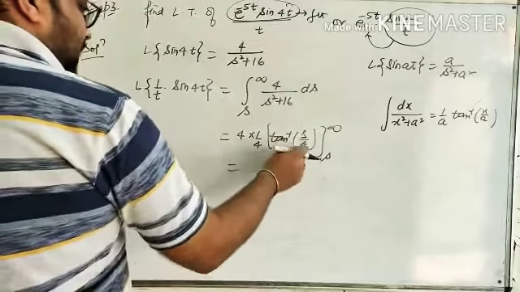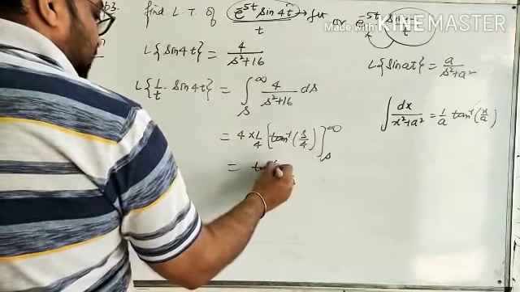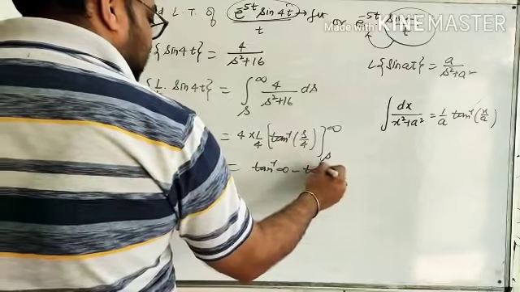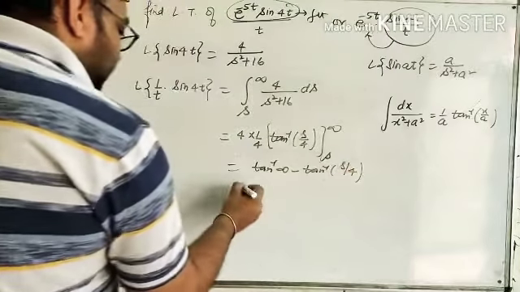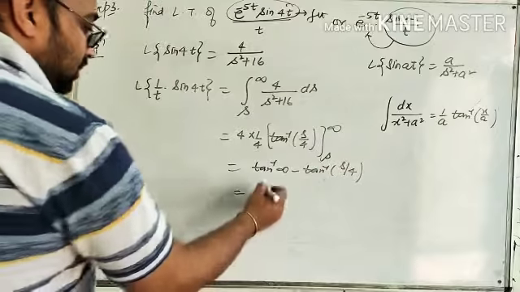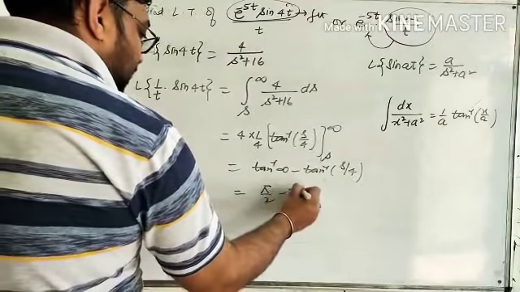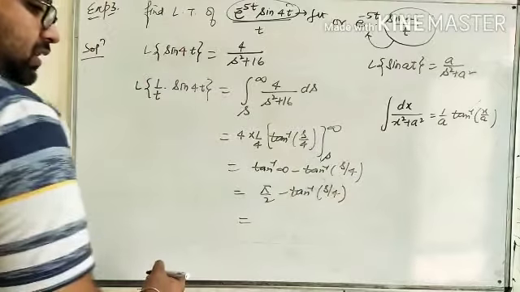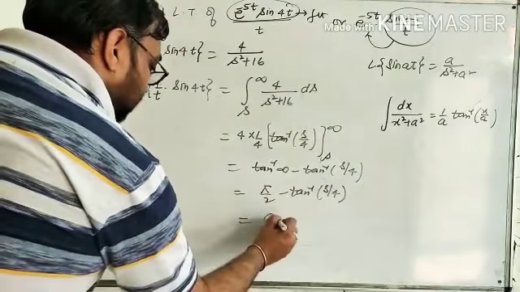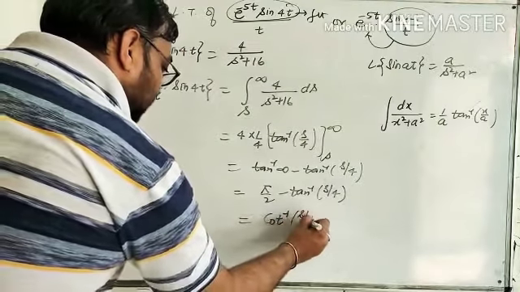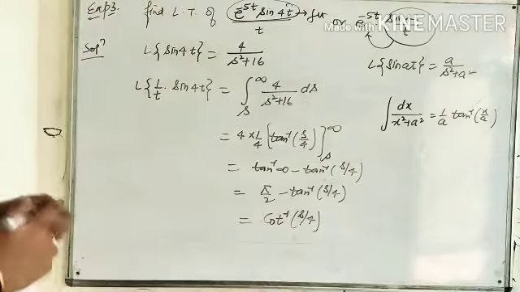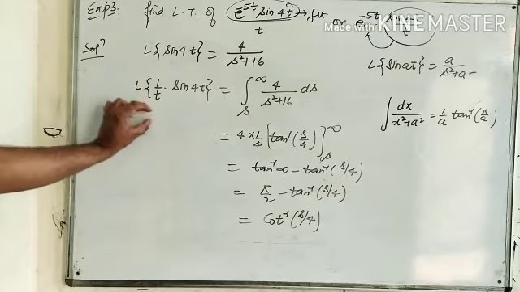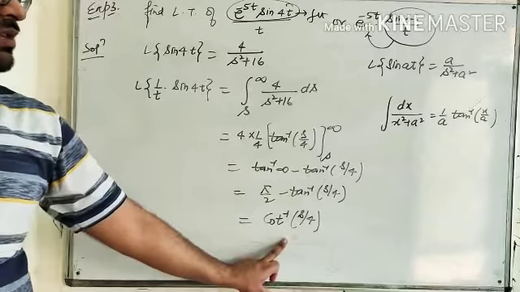So when we put the limit there, then tan inverse infinity minus tan inverse s upon 4, and the value of tan inverse infinity is pi by 2, minus tan inverse s by 4. So by the inverse trigonometric transformation, it will convert into cot inverse s by 4. Now Laplace of sin 4t upon t is cot inverse s by 4.